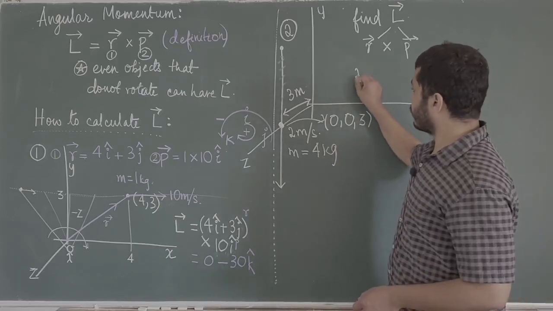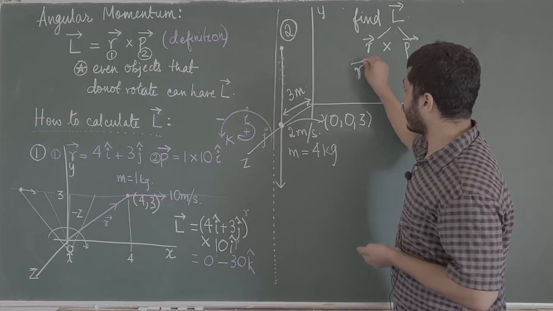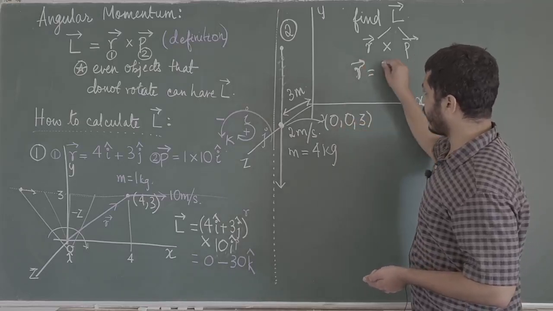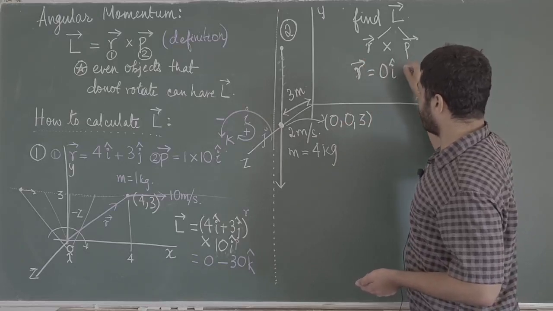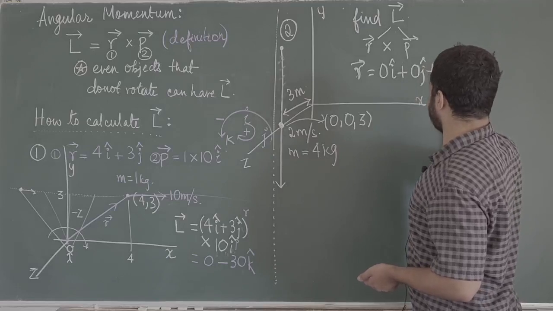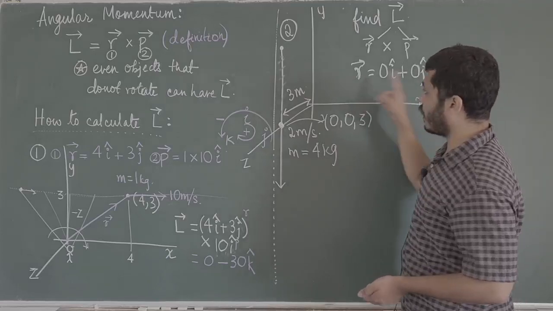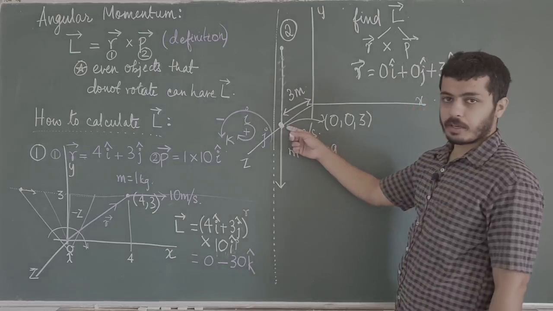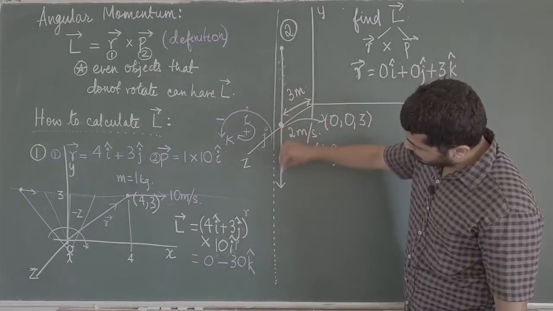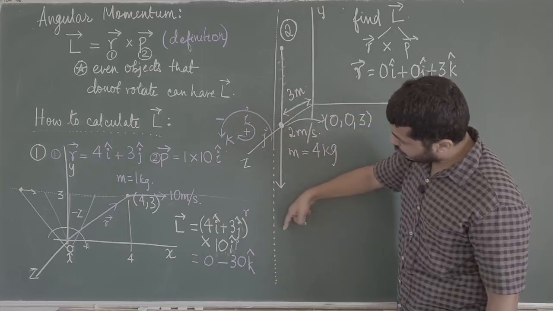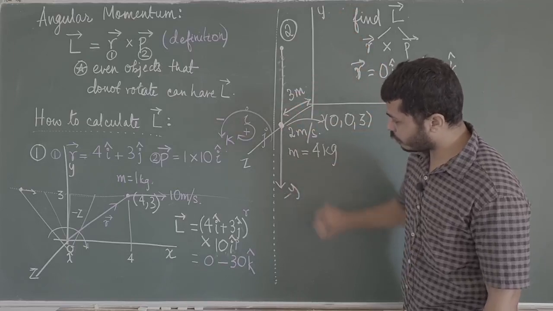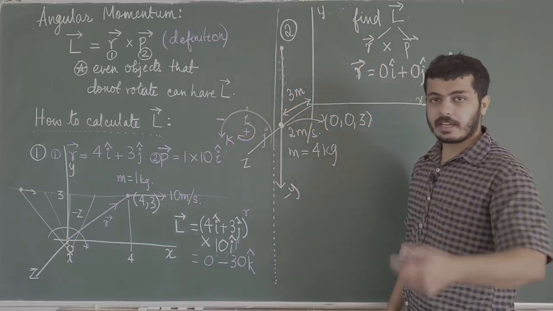So R vector can be written as 0i plus 0j plus 3k cap. That is your r vector. That is where the point is located. What is the momentum? My object is falling down, so the velocity direction is downwards. What is upwards? Y. What is downwards? Minus y. So y is written as j in vector form.